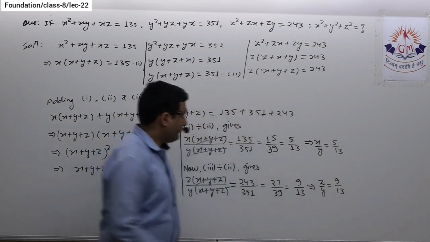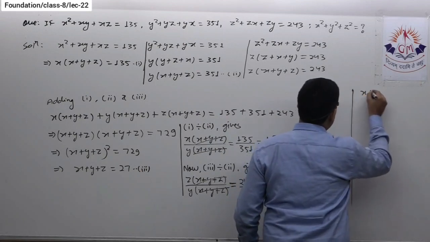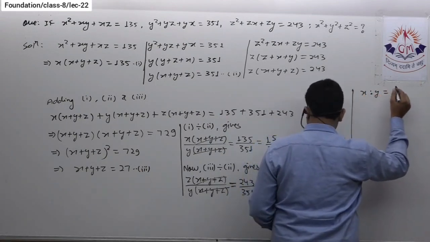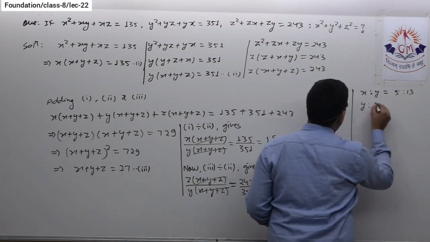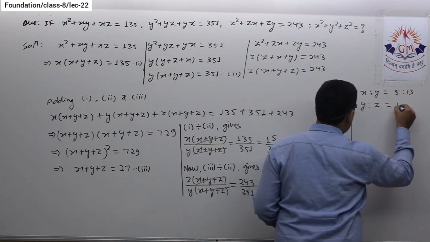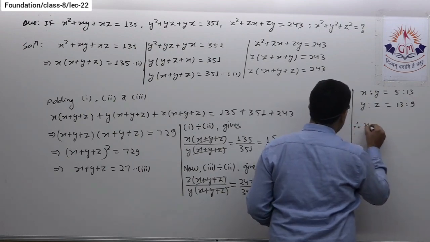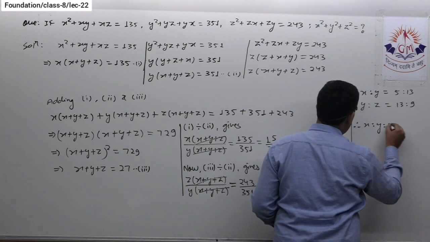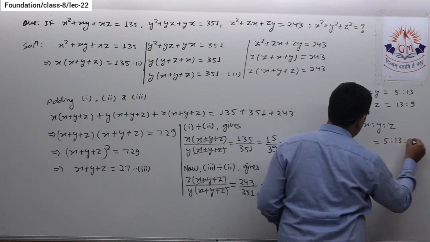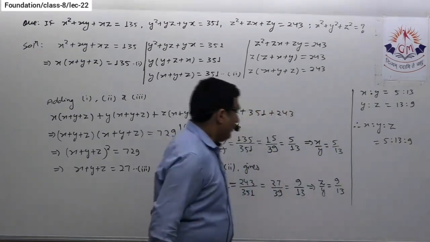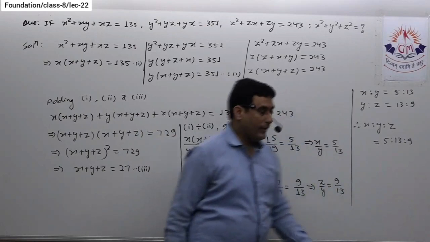Okay, so ultimately, let me explain over here. I have x is to y is equal to 5 is to 13, and then y is to z is 13 is to 9. So by these two, therefore I can say x is to y is to z is equal to 5 is to 13 is to 9. So here I got the ratio.